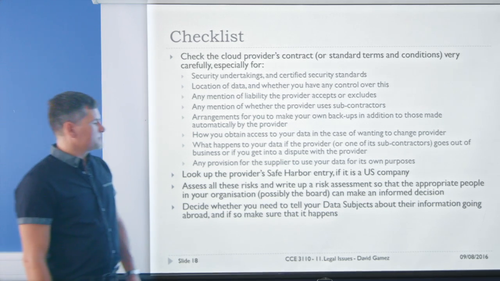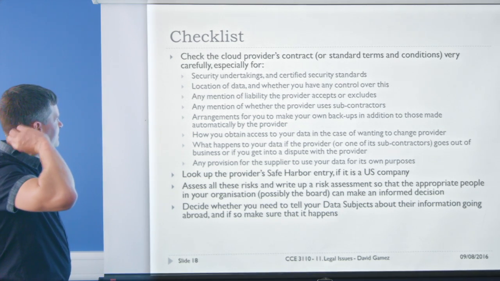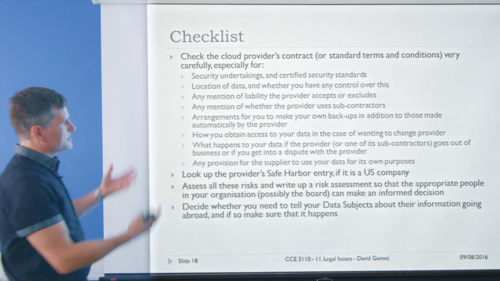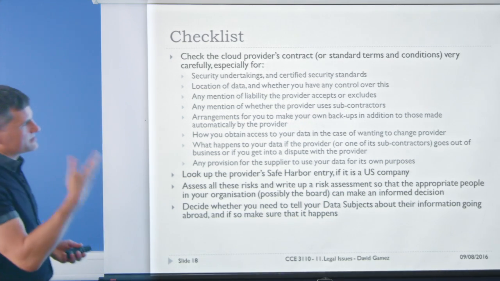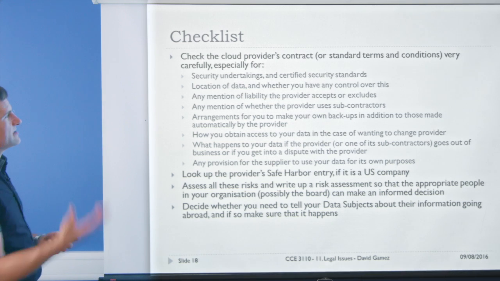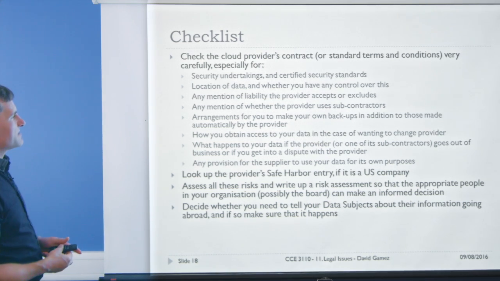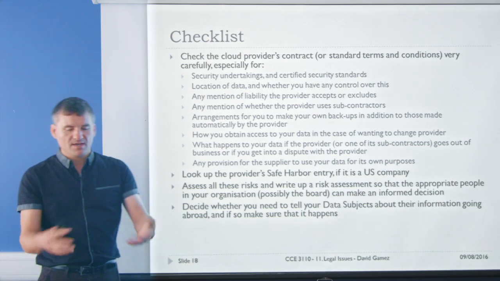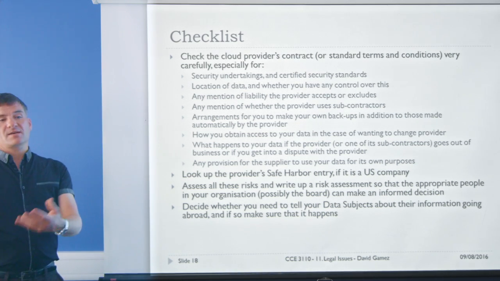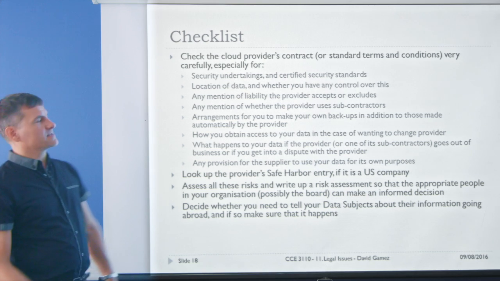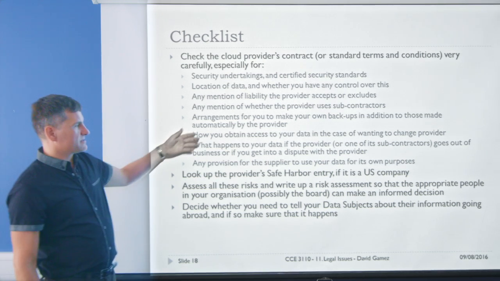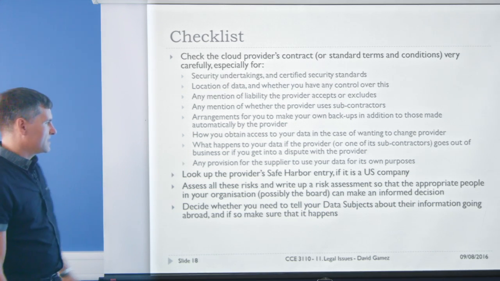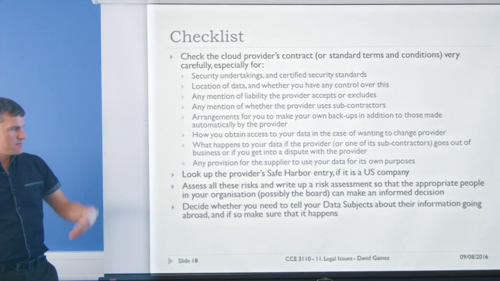So, some checklists. There's probably a more detailed list in the links on the course website. This is the sort of stuff you can look at: security standards, location of data, liability, and where the subcontractors are, because it's another issue. You're storing your data with a cloud provider, then they're using another company, and that company could go bust or have different terms and conditions. It just gets all very murky. How do you get access to your data if you want to change provider? What happens if they go bust or you get into a dispute with them? And the provider's safe harbor provisions.